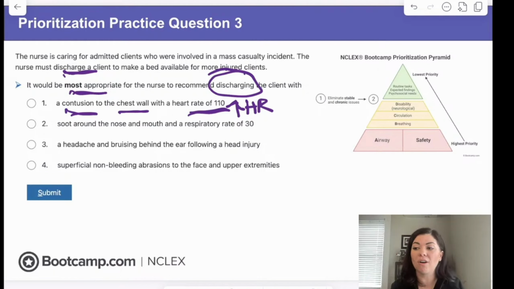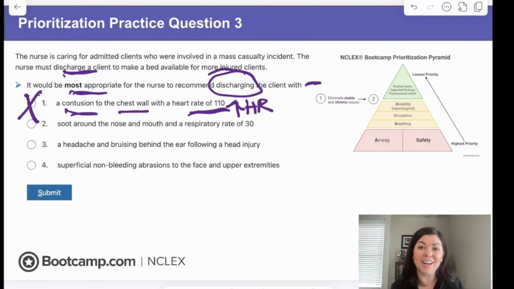You're going to see tachycardia, you're going to see hypotension, those types of things. So that is not a client I want to discharge. Now I want to go ahead and note, I see a couple people are guessing option 2 is the right answer. So remember, read your stem very, very closely. It's easy to get confused.